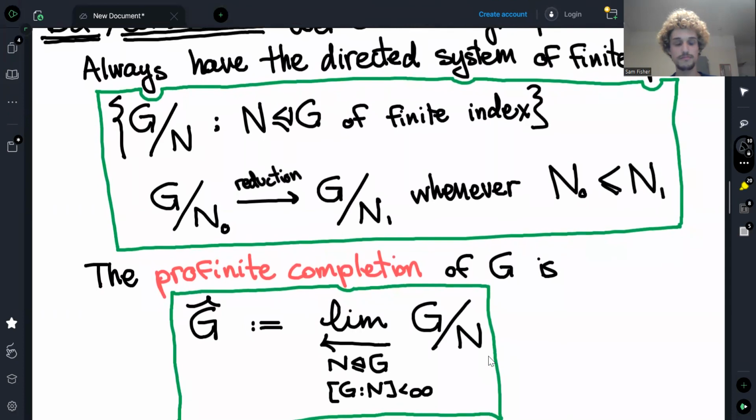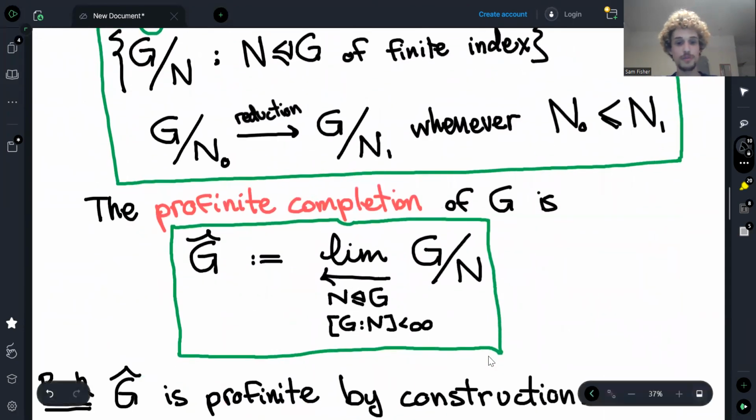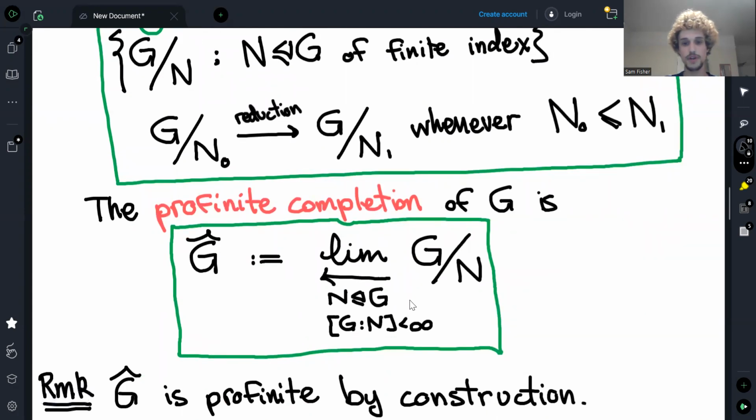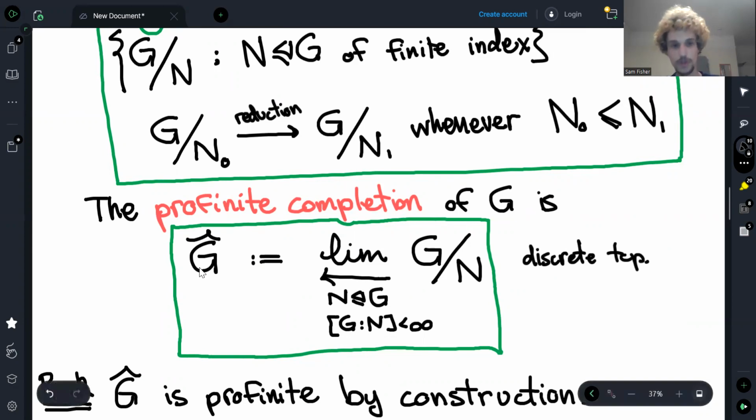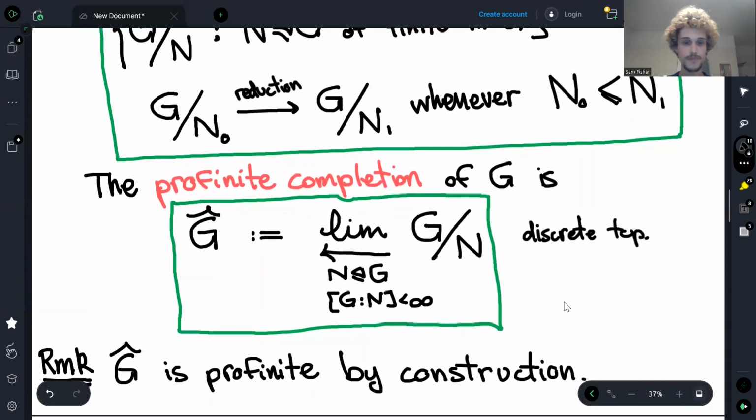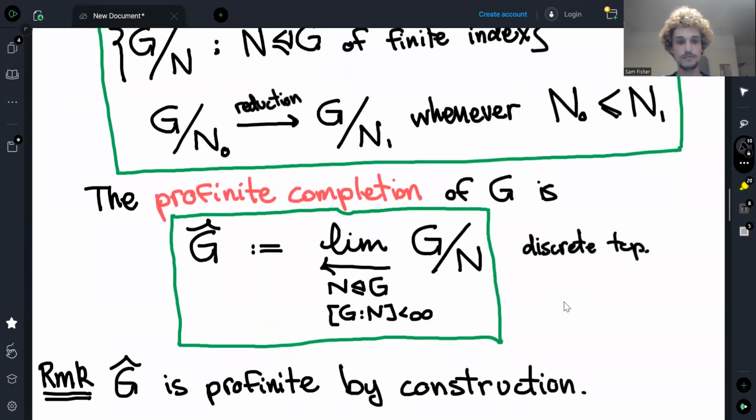So now, before saying anything, I should just say G hat is profinite by construction. All of these groups, G mod n, you give them the discrete topology, and you topologize G hat with just the induced topology on the inverse limit, and you get a topological group G hat, and it's profinite because it's the inverse limit of these finite discrete topological spaces, or discrete topological groups. Okay, so this gives us a lot of profinite groups. I mean, we don't really know what they look like at all yet.